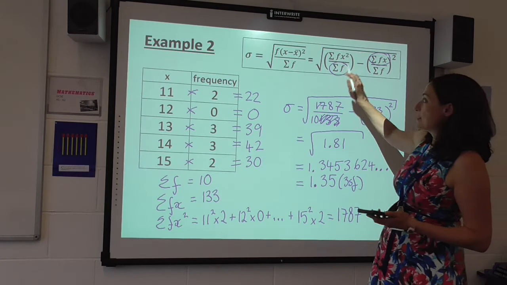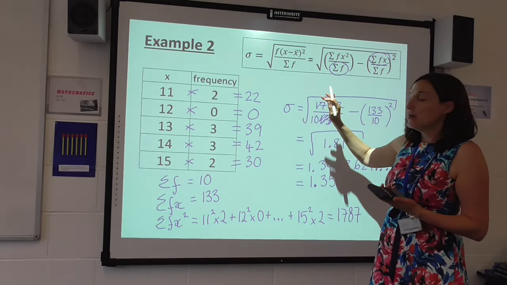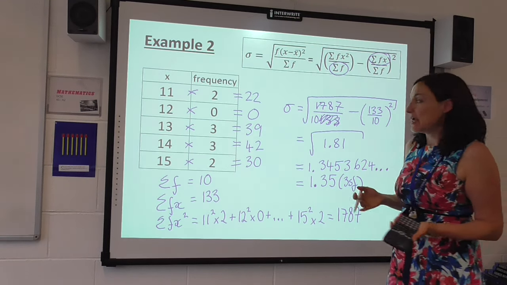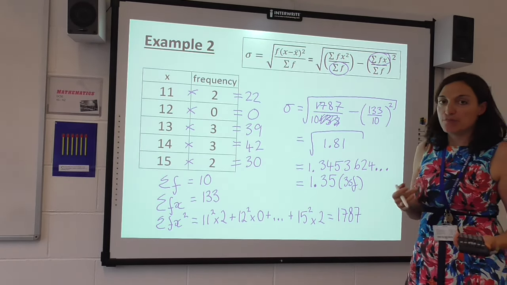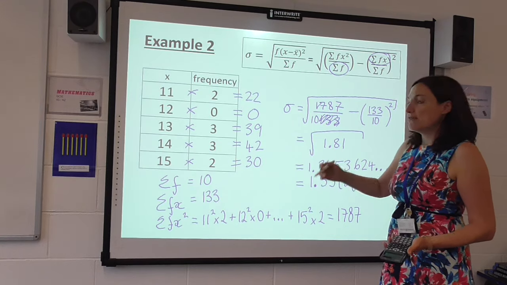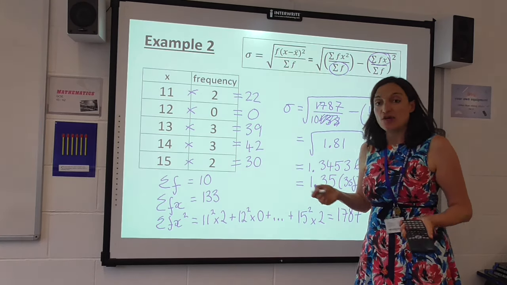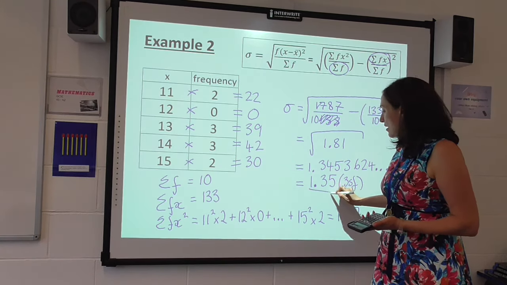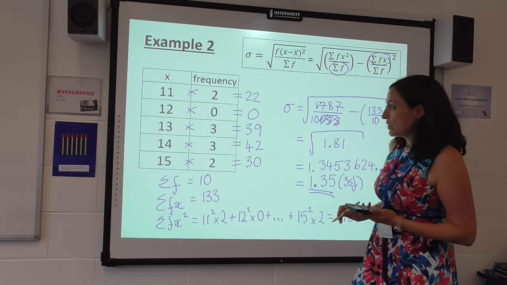I'm not a fan personally of the two different formulae. I like to think of it as basically the same calculation, but some of you might benefit from thinking of it as two different formulae. It depends on how your brain works. But your final answer there, 1.35. Okay?